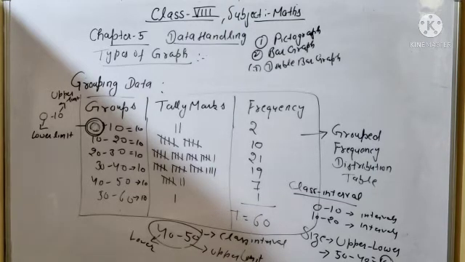So in a grouped frequency distribution table, you can find out the size of the interval, what the class interval is, what the upper limit is, and what the lower limit is. Clear? After that, next one.